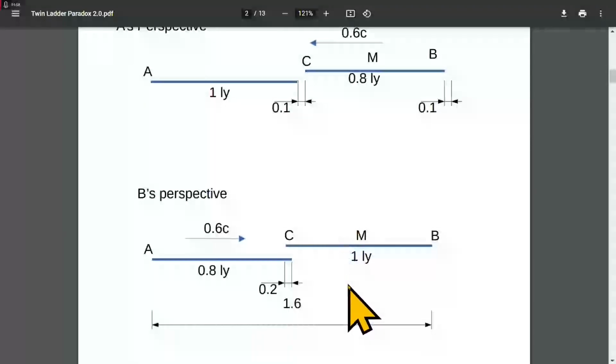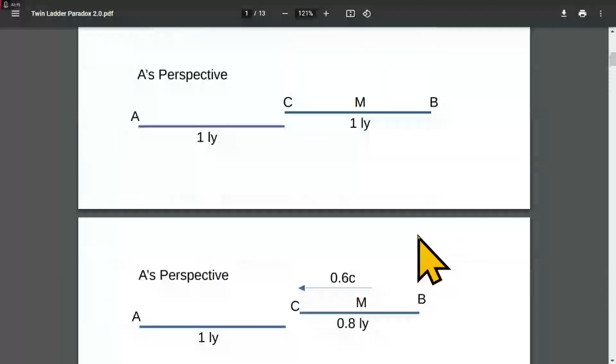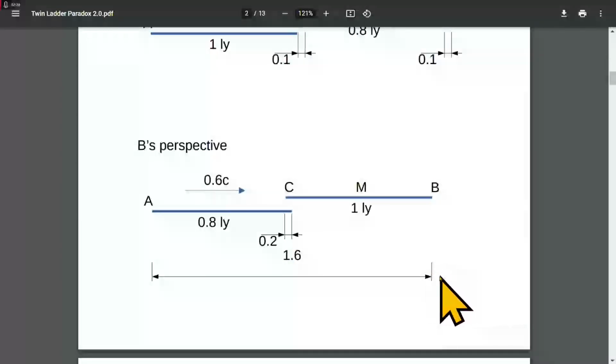But we're going to take a look at C's perspective. And what does C see? Now from C's perspective, remember, C will see everything contracting in length. But C is the point of origin of that length contraction. So C will see length contraction from both sides. So for example, let's suppose that there was some sort of imaginary point here, a space station or something, 1 light year away from C, aligned with B. Naturally, that distance to that space station will contract down.